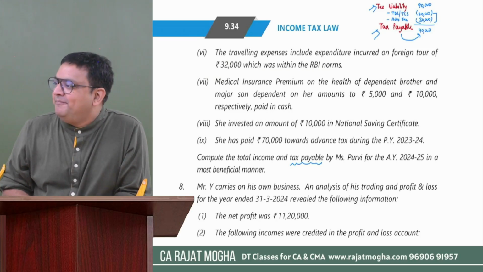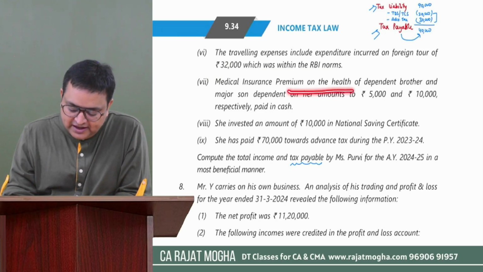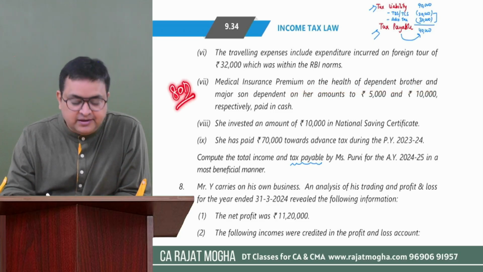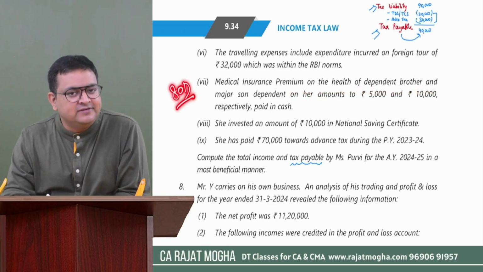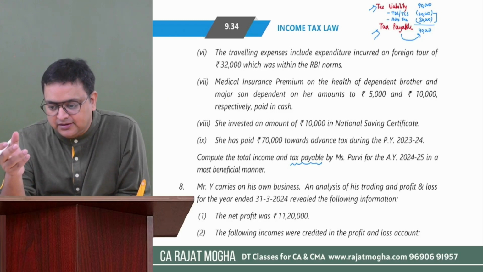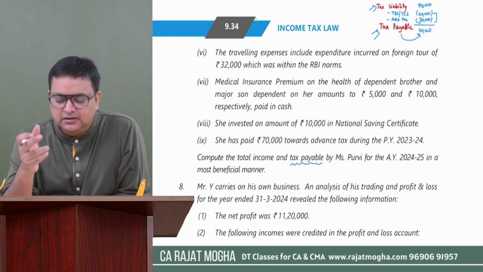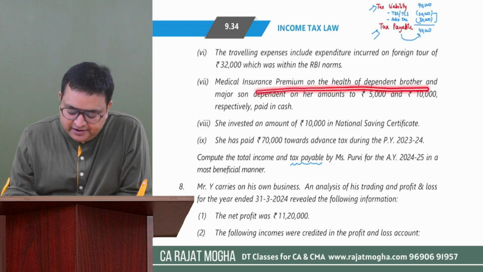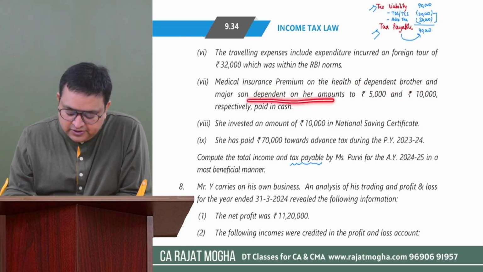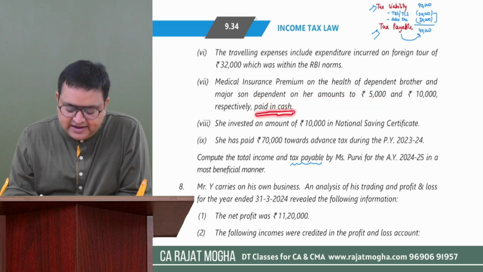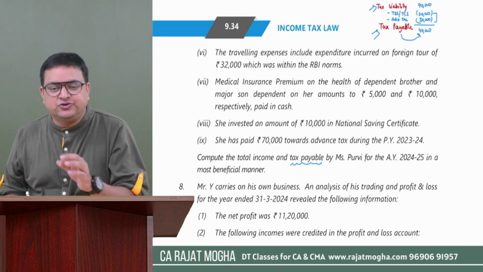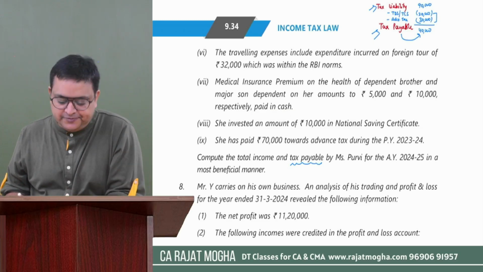7th point says, medical insurance premium on health of dependent brother. See, they are saying about 80D, but 80D would not be allowed under the default regime. It will be allowed only under our optional scheme. Okay. Medical insurance premium on health of dependent brother and major son dependent on her amounts to rupees 5,000 and 10,000 respectively, paid in cash. First of all, medical premium should not be paid in cash. Health insurance should not be paid in cash. Cash, it is not allowed.